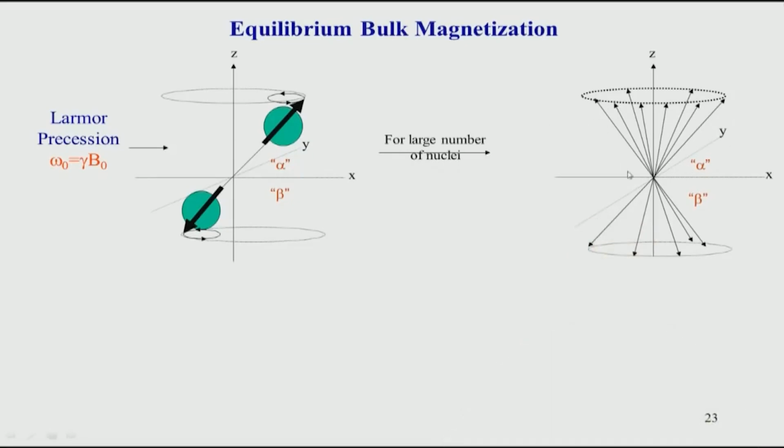Here each nucleus is shown as an arrow. Although only a few arrows are shown here, in reality imagine that you have 10 to the power 23 or 10 to the power 20 atoms with nuclei, which are all like this. Some of them are pointing upwards; those are the nuclei in the alpha state. Remember there are also some in the excited state, that is the beta state, and they are lesser in number because of the Boltzmann principle which we saw, and they point downwards.